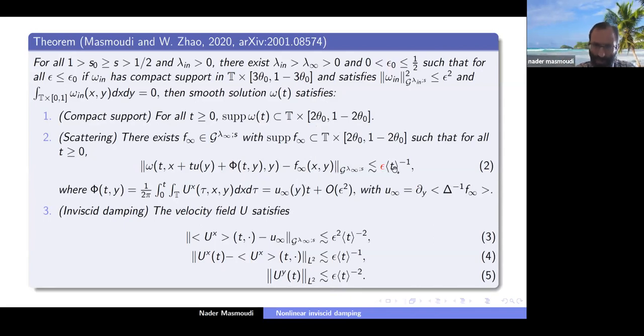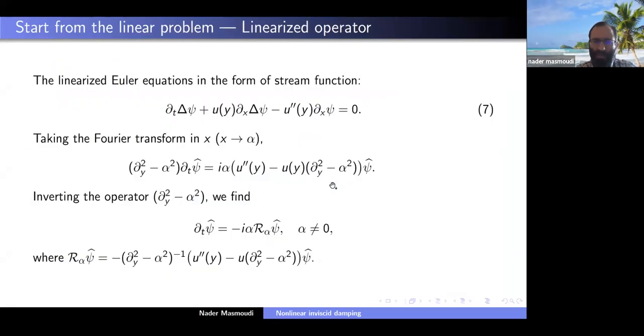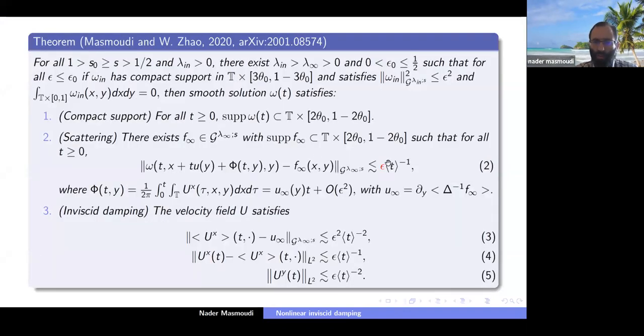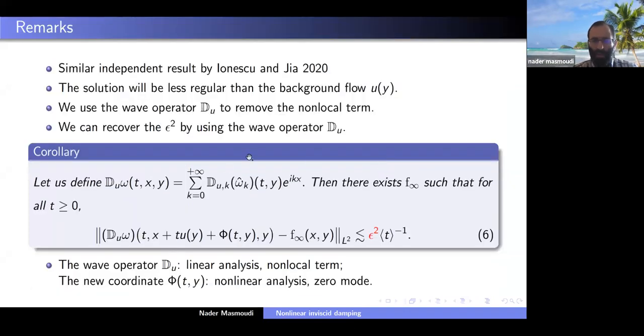The reason is that even at the linear level, I need to remember that there is this non-local term that I have to take into account if I want to make this epsilon square. And this is actually part of our proof. Part of our proof is to introduce the so-called wave operator that allows us to get rid of the non-local term.